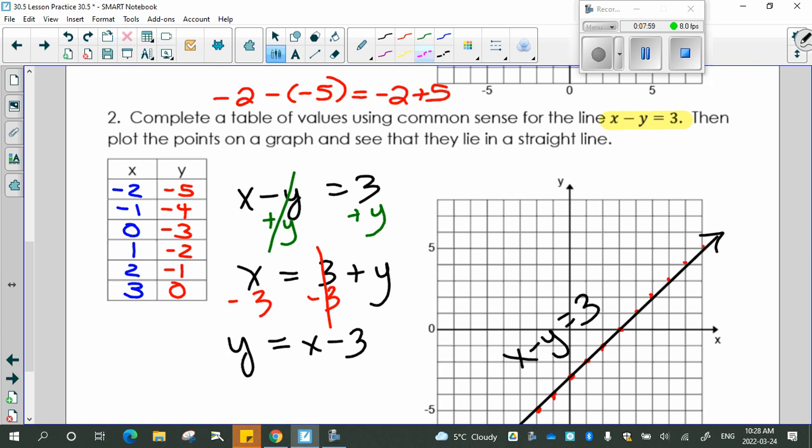William, going on. That should make sense to you that the y-intercept is negative 3. Here it is. And the slope number is 1 over 1. Up 1 over 1, up 1 over 1, up 1 over 1. Okay?